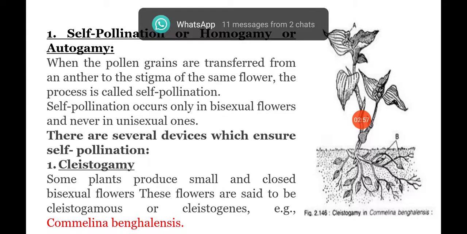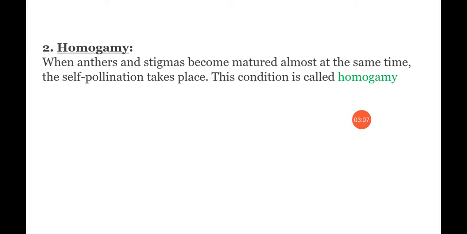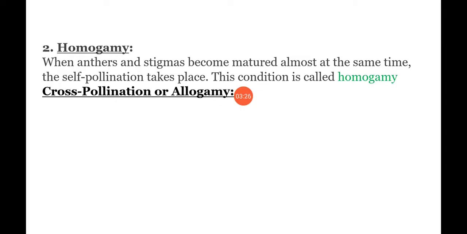And the second mechanism is homogamy. Homogamy is nothing but androecium and gynoecium maturing at the same time. That means stigma and anthers mature almost at the same time, so that self pollination takes place. This condition is called homogamy.